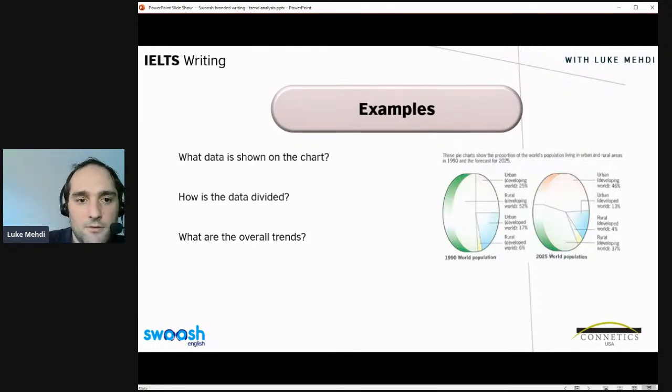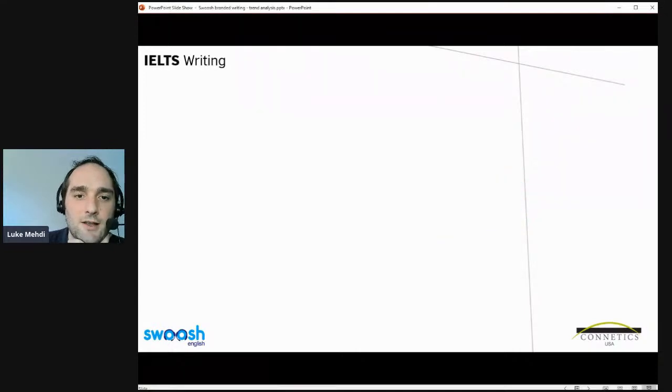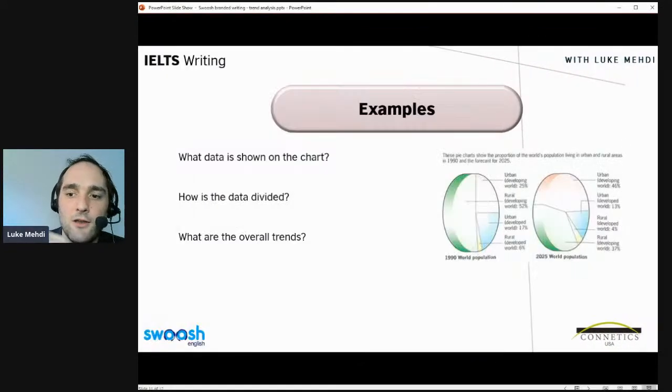So I think I'm missing a slide here. Okay, so the chart is showing, yeah, the fonts are quite small, Alice. Unfortunately, we can't really zoom them. So the data shown on the charts, this chart is showing the proportion of the world's population living in urban and rural areas in 1990 and the forecast for 2025. The data is divided amongst the people living in rural areas and people living in urban areas. And it's also divided amongst people living in the developed world and people living in the developing world.